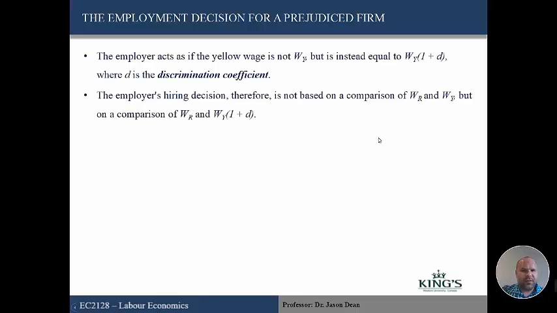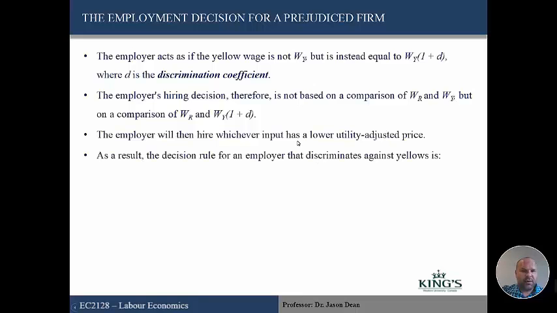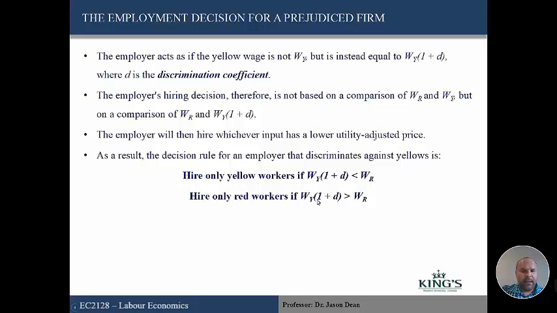The employer's hiring decision, therefore, is not based on a comparison of WR and WY, but a comparison of WR and WY times 1 plus D. Okay? And so the employer will hire whichever input has a lower utility adjusted price. We're talking about this thing being related to utility. So for an employer that discriminates, the decision rule will be as follows. Hire only yellow workers if this is less than the wage of the red workers. So this is the utility adjusted wage. And hire only red workers if the utility adjusted wage of yellow workers is greater than the wage of red workers.